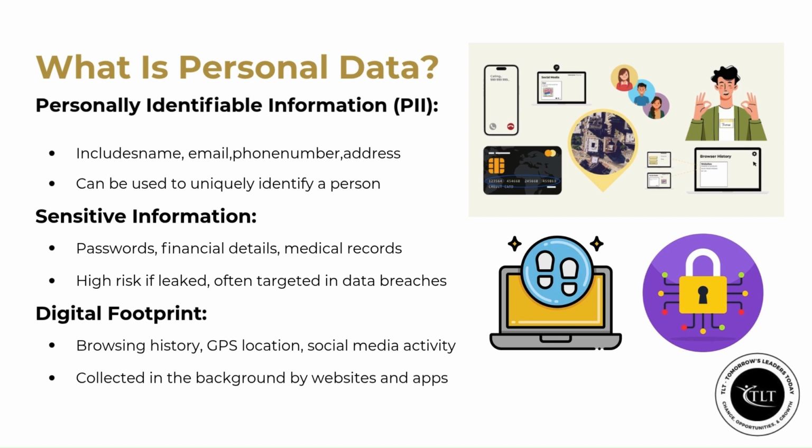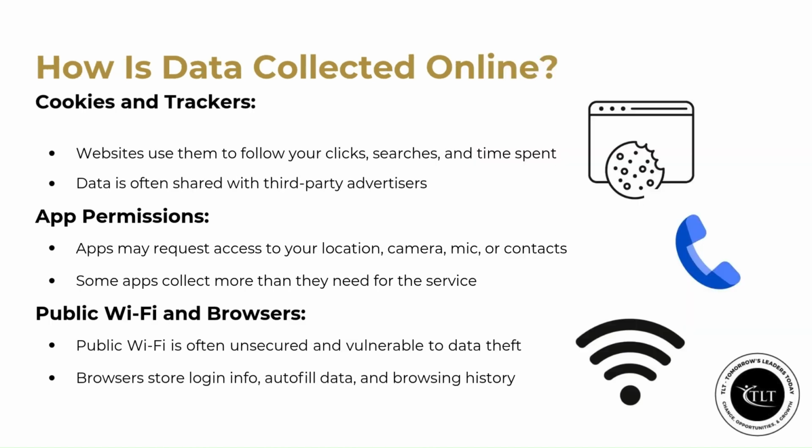And finally, there's your digital footprint, the trail you leave just by using the internet. That includes your browsing history, GPS location, and social media activity. All are tracked automatically, often without you doing anything. These three types, whether they're obvious or hidden, are valuable and vulnerable. Knowing what they are is the first step to protecting them.